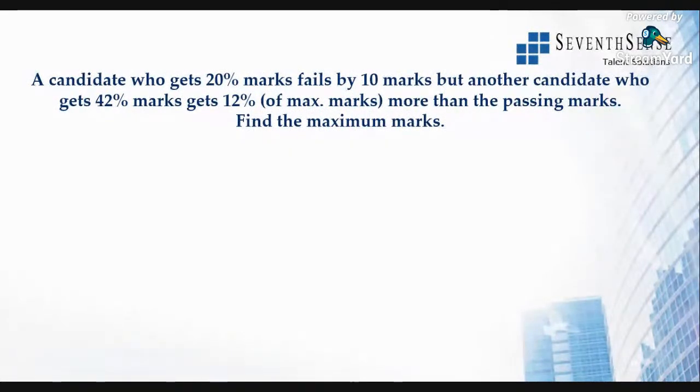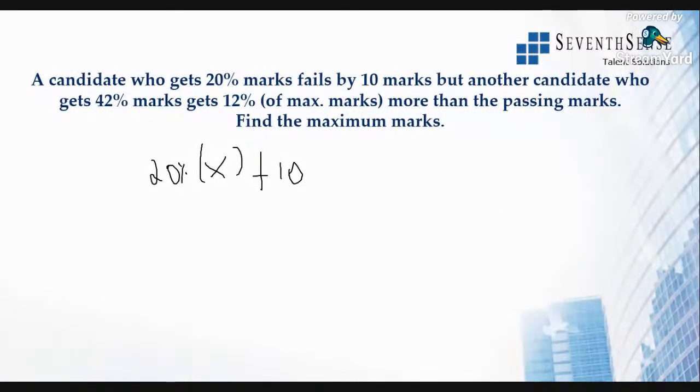All right, find the total marks. Now understand this, a candidate who gets 20% of the marks. So let us find out the total marks, maximum marks is X. All right, so if his marks is 20% of the marks and he fails by 10 marks, what will it be? Passing marks, he has taken less than the passing marks, right? So he scores 20% of the total marks, that is what he got. Okay, he fails by 10 marks.